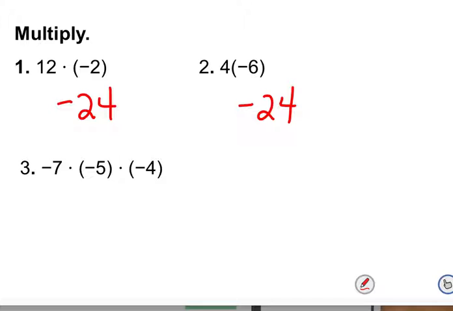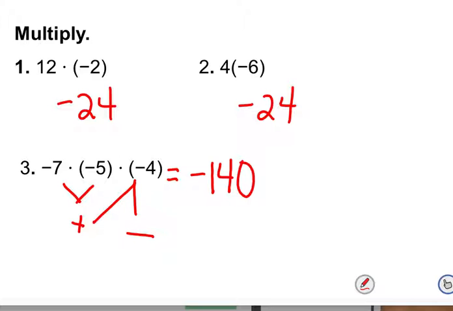Okay, you should have an answer of negative 140. Many of you had that as a positive. Here's the question. Thinking of our song, negative times negative is going to give you a positive, and positive times negative is going to give you a negative. It had to be a negative answer. I have an odd number of negatives multiplied. It will always be negative.